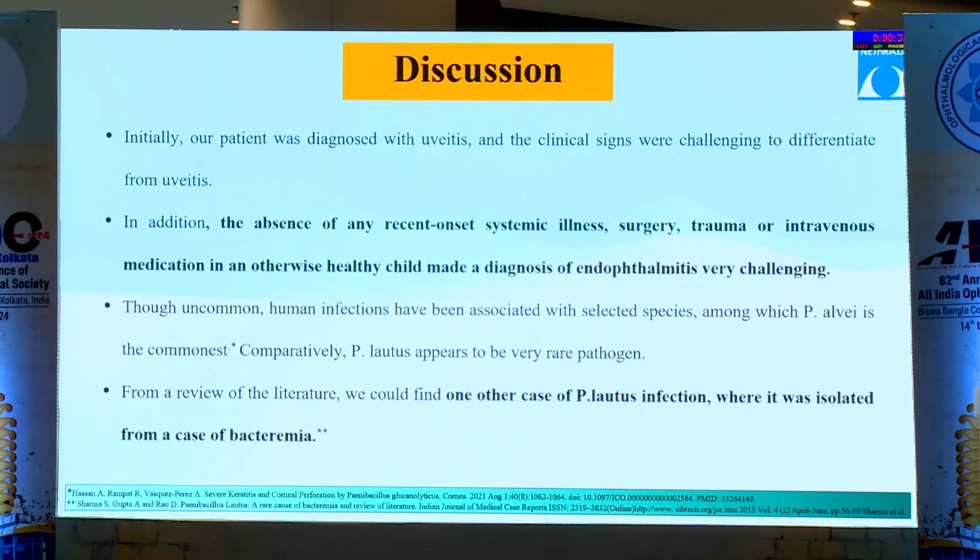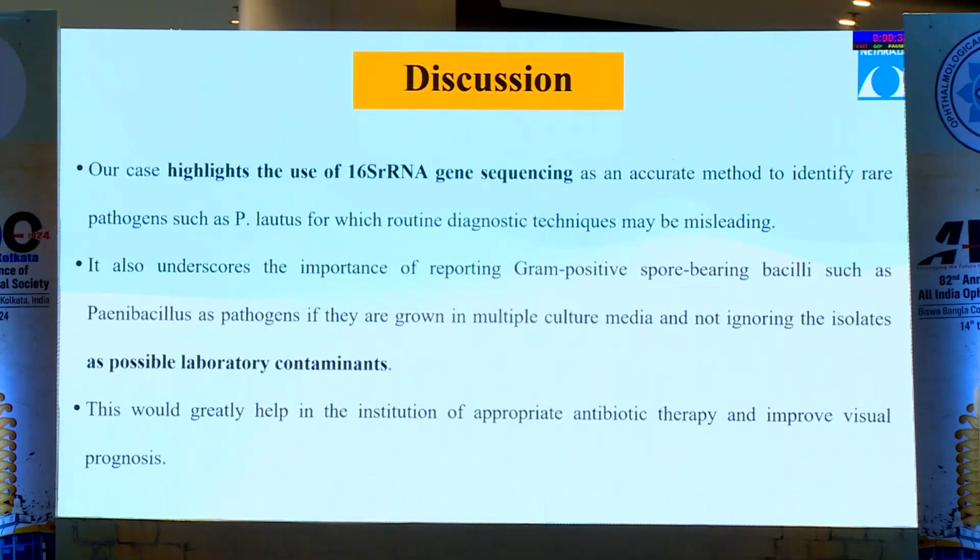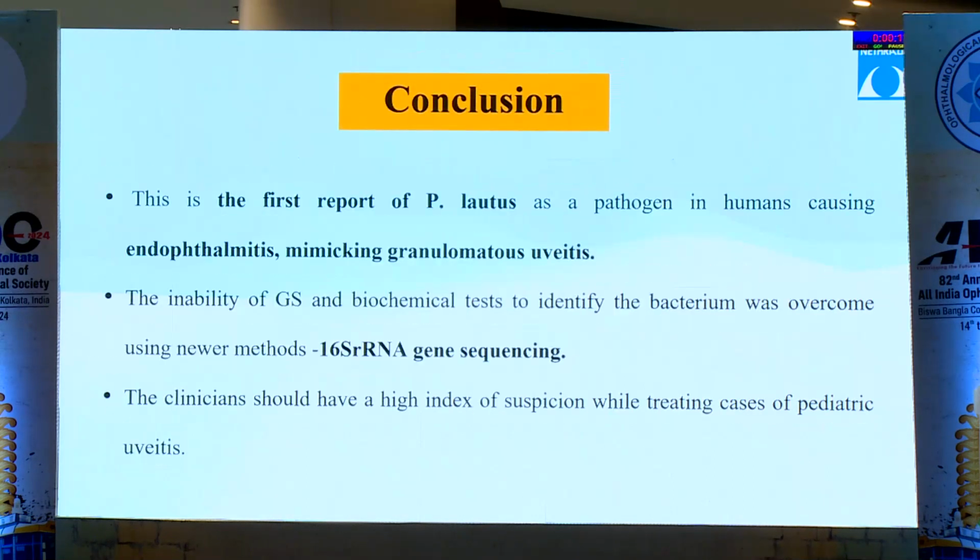From review of literature, we could find only one other case of P. latus infection where it was isolated from a case of bacteremia. So our case highlights the use of 16S rRNA gene sequencing as an accurate method to identify rare pathogens. It also underscores the importance of reporting gram-positive spore-bearing bacilli and not ignoring the isolates as possible laboratory contaminants.